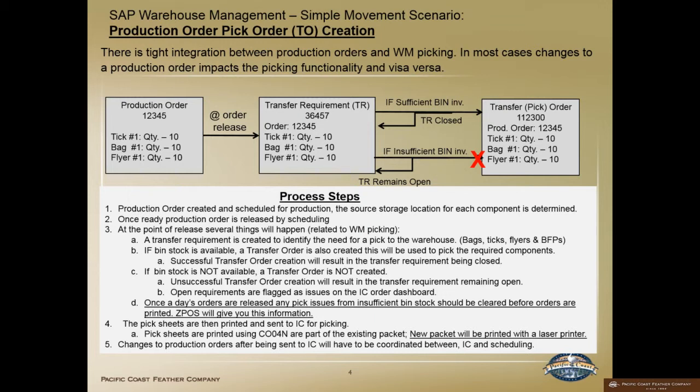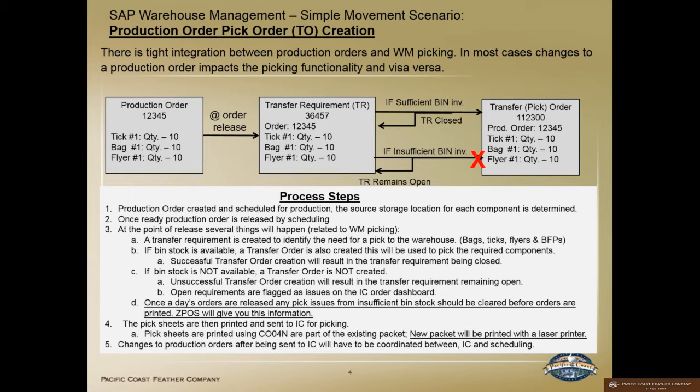If the bin stock is available, a transfer order is created, and it uses that transfer requirement to generate that transfer order. The successful transfer order creation will result in the transfer requirement being closed. If bin stock is not available, the transfer order will not be created. Unsuccessful transfer orders will result in transfer requirements remaining open. It's important to understand: open requirements are flagged as issues in the IC dashboard, and we'll go through that in a second.